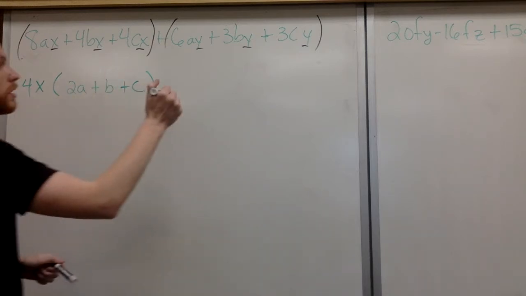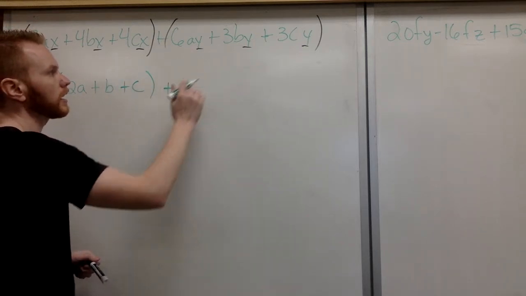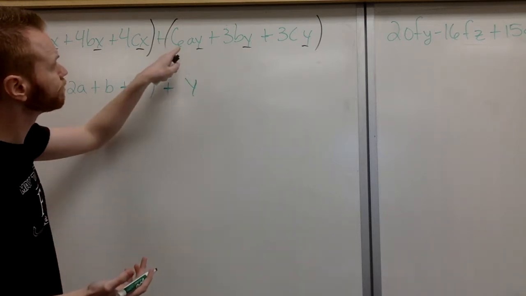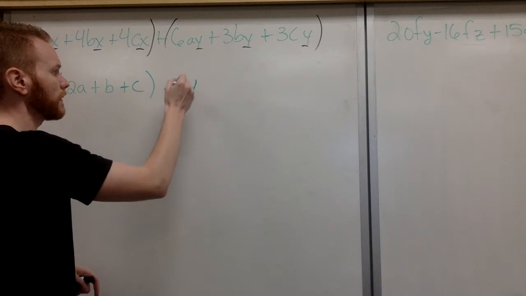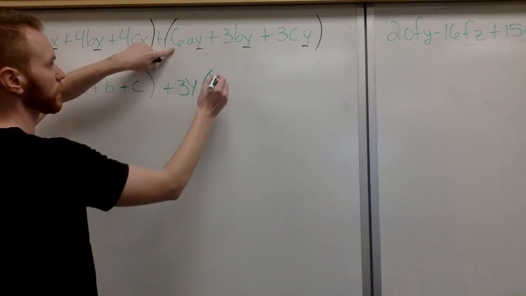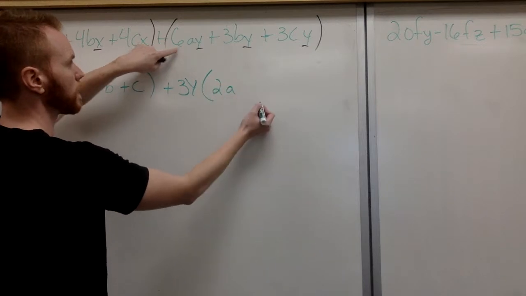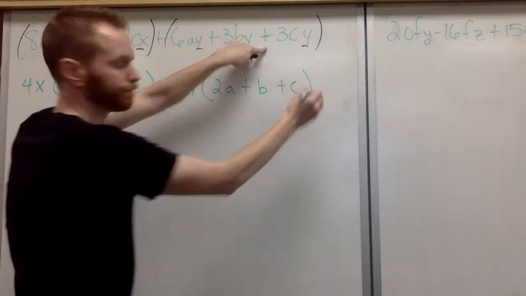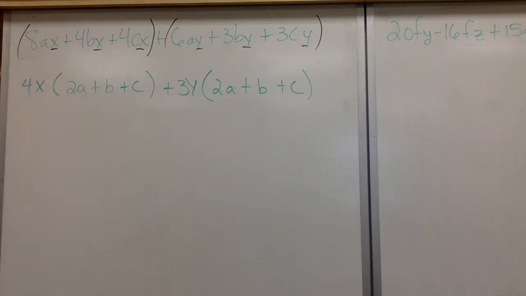Now over here, let's think about this. I could factor a y out because they all have that in common. They also have a 3 in common, right? So I can factor a 3 out. And notice when I factor this out of the first guy, I get a 2a plus b plus c. Okay?